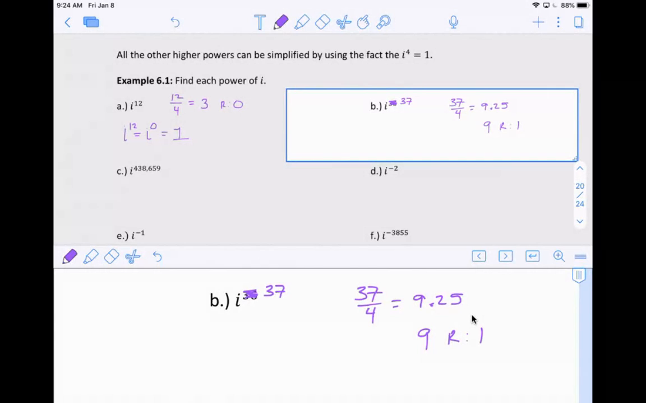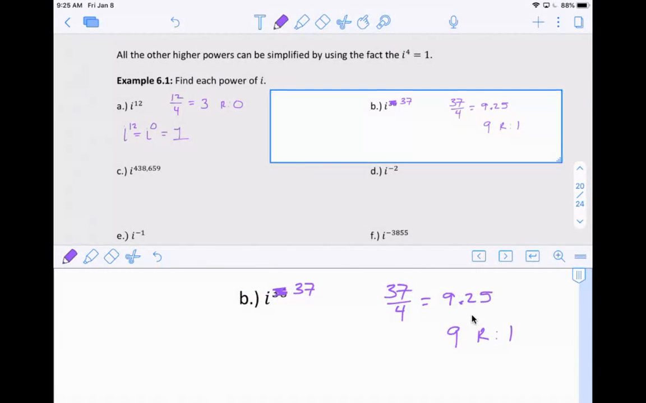Think of it like quarters, right? Think of it like money. You have 9 and 1 quarter. If I had 9.5, that'd be 9 and 2 quarters. My remainder would be 2. If I had 9.75, that would be 3 quarters, which would be remainder 3. So that means this is 9 cycles through, but what's more important is it's now also 1 step into the next cycle. And so i to the 37th is equal to i. And that's all it is.